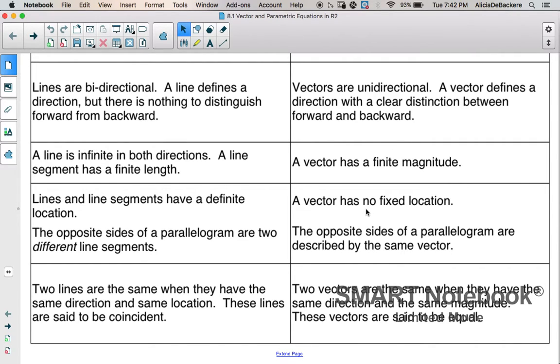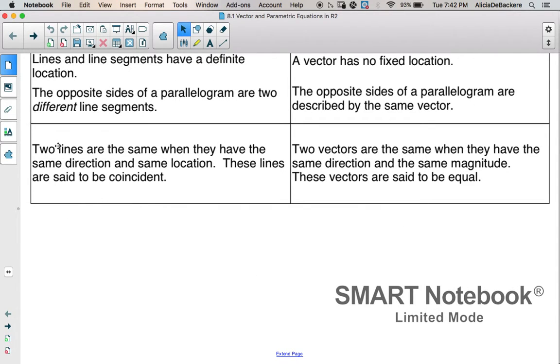We often take that vector and move it back to the origin, right? So that the tail is locked to the origin. We call that a position vector, and that's related to the other vector because my vector has no fixed location. The opposite sides of a parallelogram are 2 different line segments, is one way to think about this, but the opposite sides of a parallelogram are actually described by the same vector.